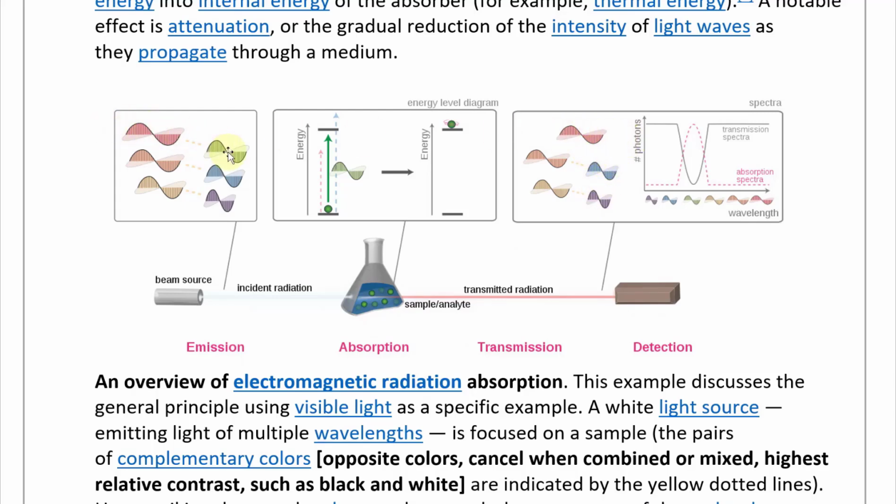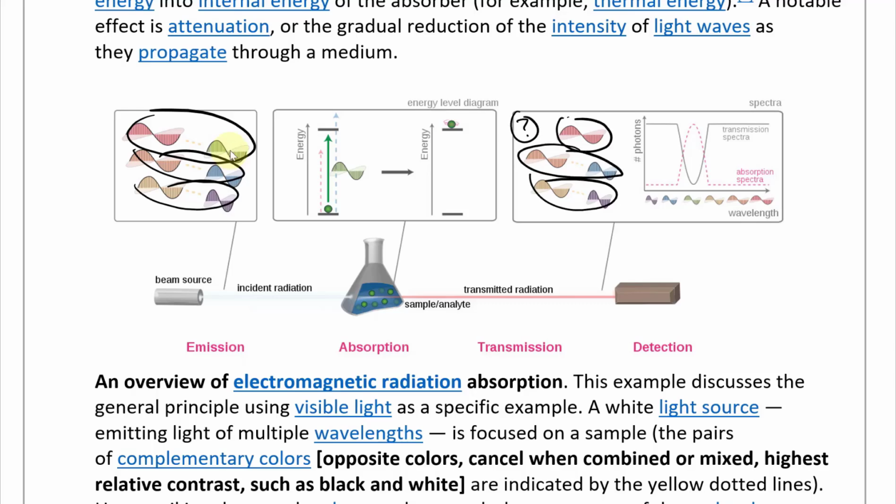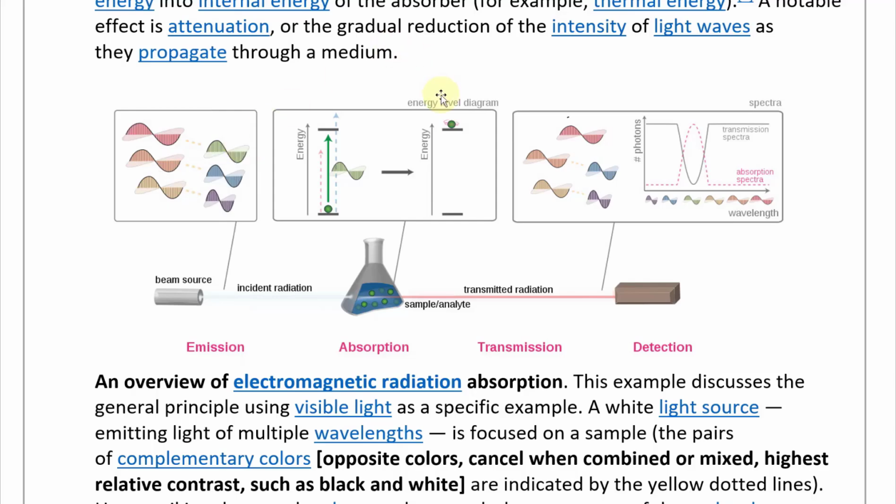If these are complementary colors, so we have the red and green right here, and then these other ones are complementary over there, all you're left with now is just the two. You have the red, but the green one's gone. The green light gets absorbed into it and does not get transmitted. And then here's a spectrum right here.